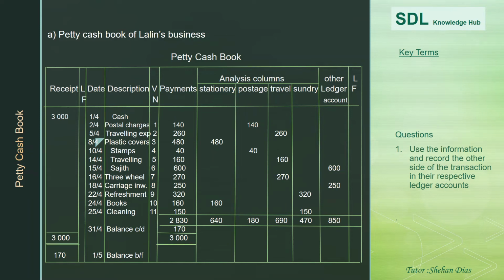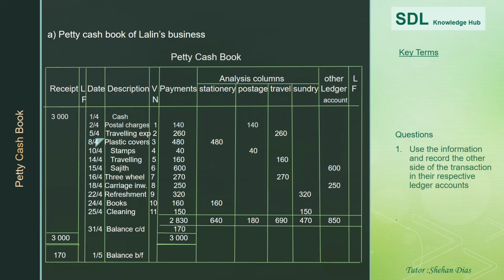When you record these transactions, you will see that refreshments and cleaning do not have separate analysis columns. So these will go under the sundry column. So refreshments 320 and cleaning 150 will go under the sundry analysis column.